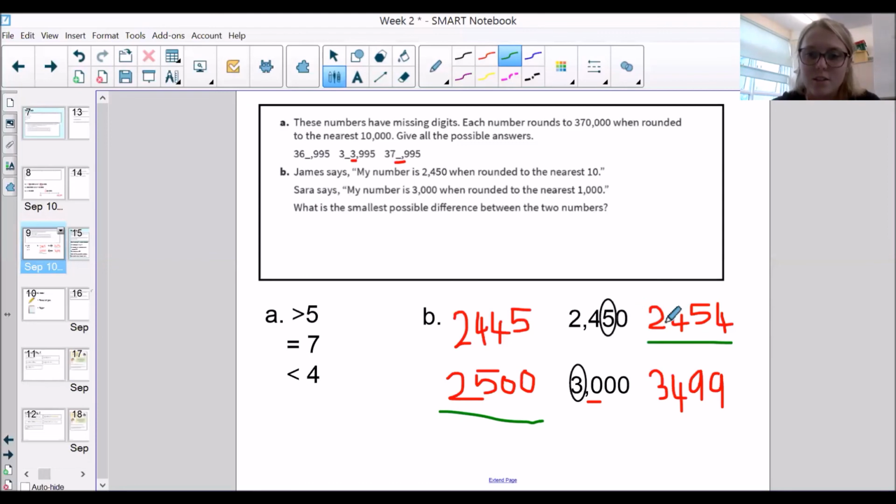Okay, so the difference between 2,454 and 2,500 would have been 46. Okay, because you would have to add on, so adding on 6 would take you to 2,460, and then adding on the extra 40 would take you to 2,500. Well done if you got that last one, it was really tricky.